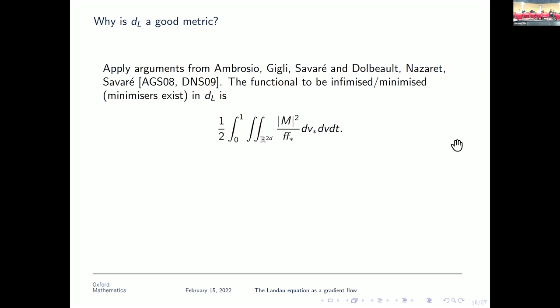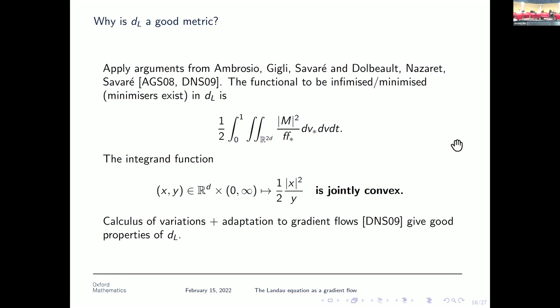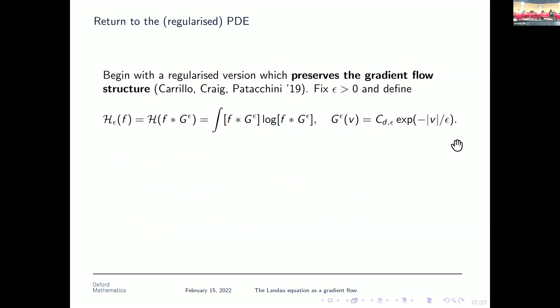So what is the structure that is making this metric good? The functional to be minimized in the definition of the Landau metric is this one here. It's basically m squared over f f star, which is a jointly convex integrand. Here you think of f f star as 1 unit. Because the integrand is jointly convex, it has nice properties from calculus of variations theory when you minimize functionals of this form. This was developed in the paper by Dolbeault, Nazaret, and Savaré, who showed you get all the nice things that you want. For example, the first thing you immediately get from joint convexity is lower semi-continuity. That was a sketch of why the metric is really nice.